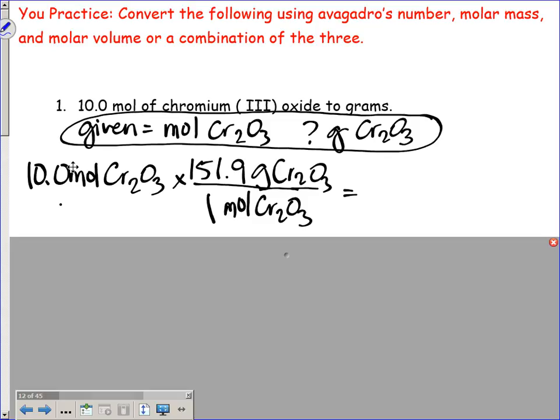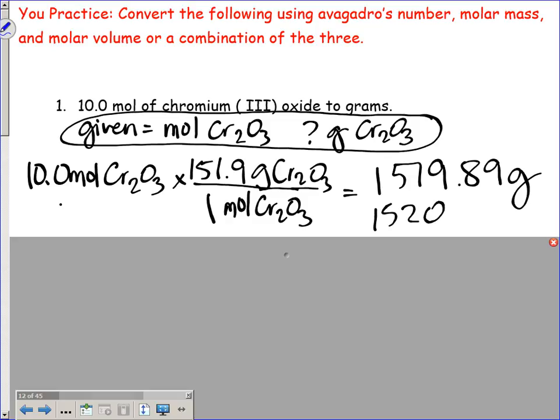Anybody? 1,519. Okay, so this is how many grams you got initially. How many sig figs should be there? 3. 3 sig figs, so round that to 3 sig figs. 1,520. Right, so 1520 grams of chromium 3 oxide.